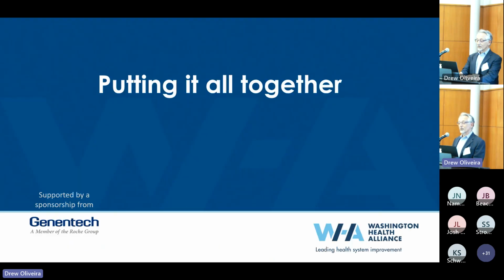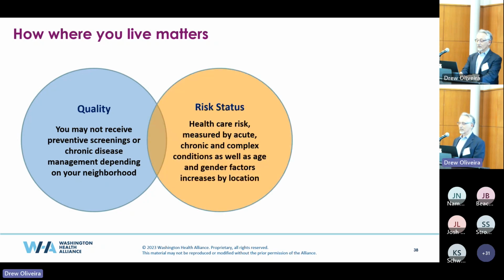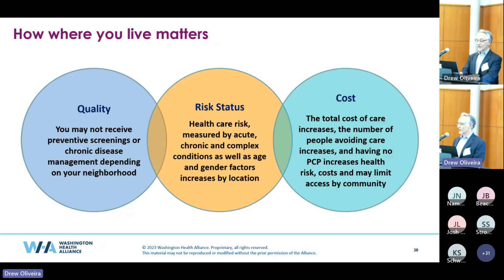And so what we want to do is figure out how we start putting all of this together. We know that where you live matters, and we saw that the first time. Quality makes a big difference. You're much more likely to not receive appropriate preventive screening or management of your chronic disease. And then what we started seeing today, risk status starts going up. Those are acute, complex factors. And the cost seems to go up, and it gets exacerbated when you don't have a PCP.